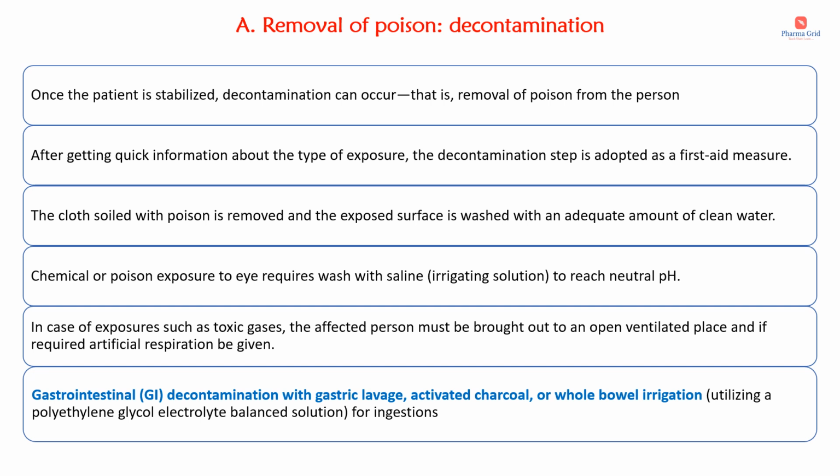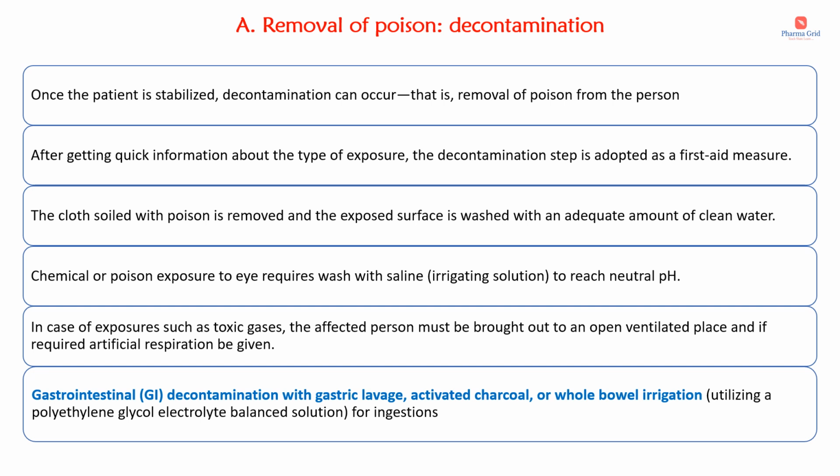The clothes soiled with poison are removed and the exposed surface is washed with an adequate amount of clean water. Chemical or poison exposure to the eye requires a wash with saline, that is irrigating solution, to reach neutral pH. In case of exposure to toxic gases, the affected person must be brought out to an open ventilated place and, if required, artificial respiration should be given.